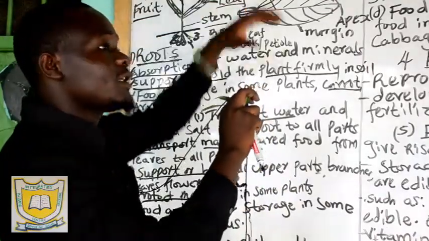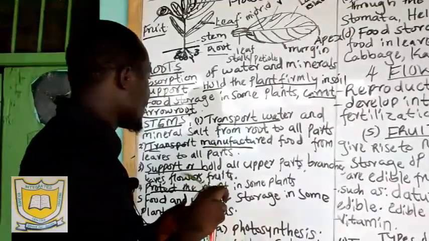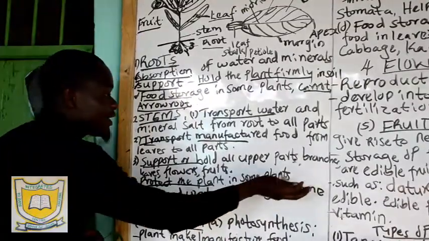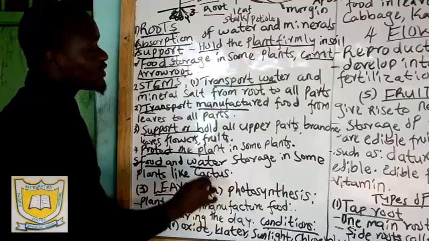The upper parts of the plant are protected from animals, or they may be protected from other enemies of that plant. So we say it protects the other parts of the plant. Number five, we talk of food and water storage.